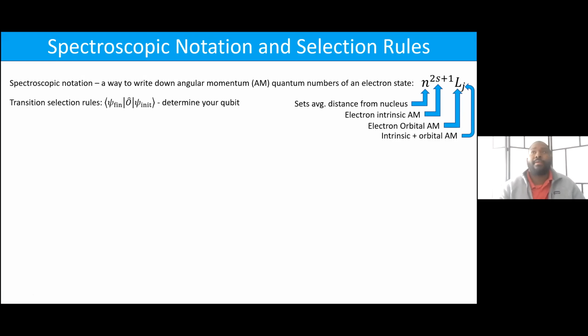Now, when you want to start thinking about how you might turn an atom or an ion into a qubit, you need to think about which energy levels exist in the atom and which transitions between these energy levels are allowed. And you can do that by thinking about these things called transition selection rules. And so we think about these in terms of these matrix elements that look something like this. So you think about some initial state psi connected to some final state psi through some operator. This is how you can start to think about determining your qubit.